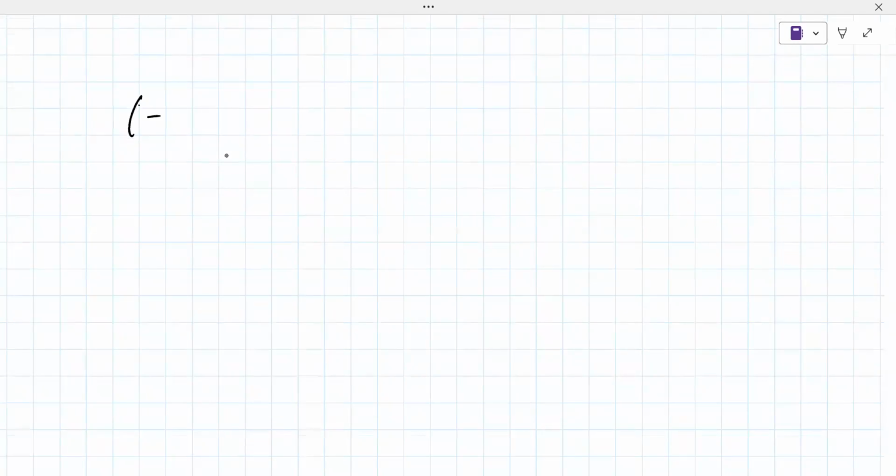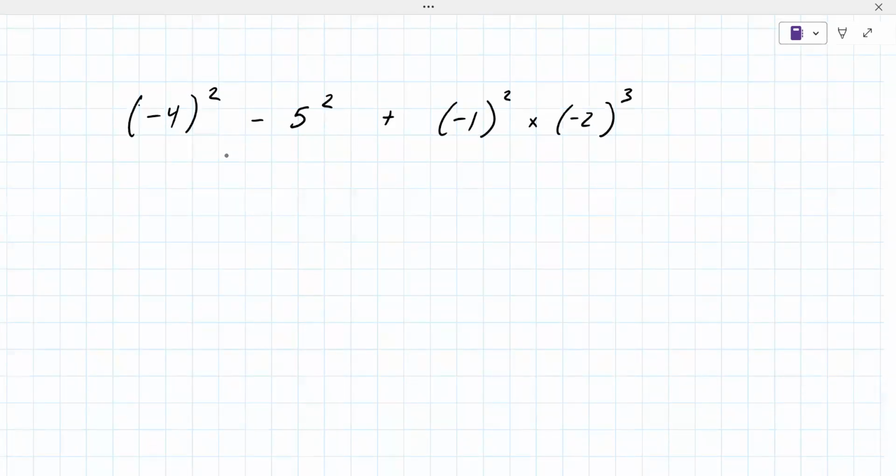So let's go: minus 4 squared minus 5 squared plus -1 squared times -2 cubed. All right, let's give this a try. I'll check back in 5 minutes. That way you've got plenty of time to work on this.